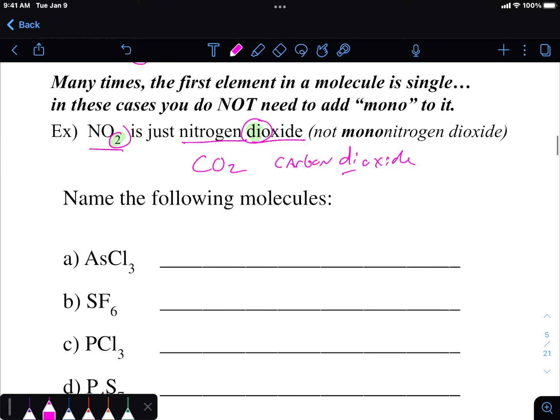Here's one. How do you name that? Carbon monoxide. Not monocarbon monoxide. It's just carbon monoxide, right?